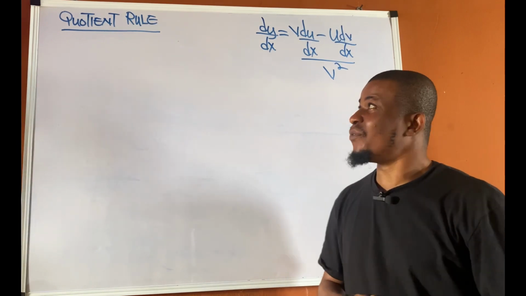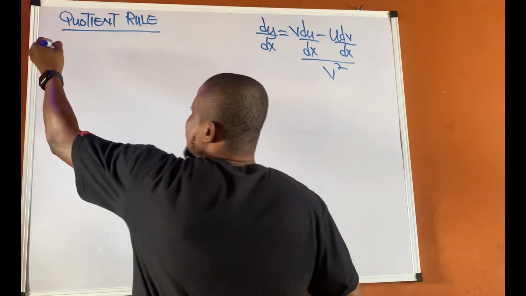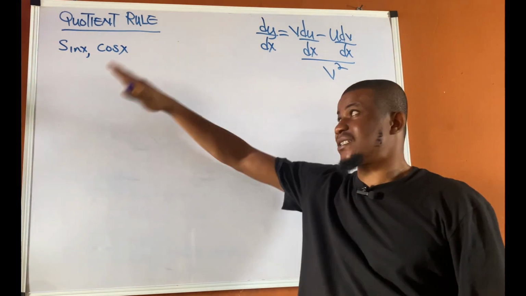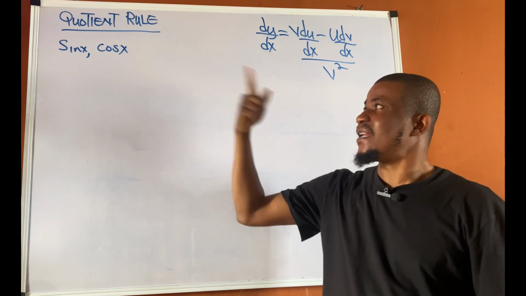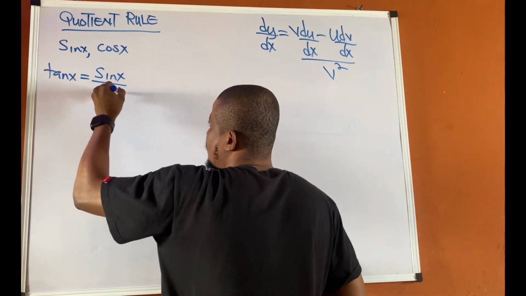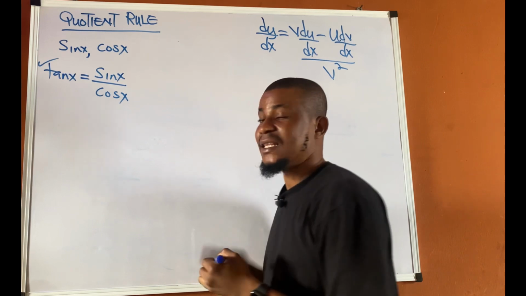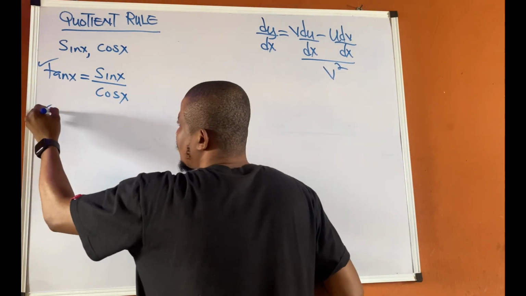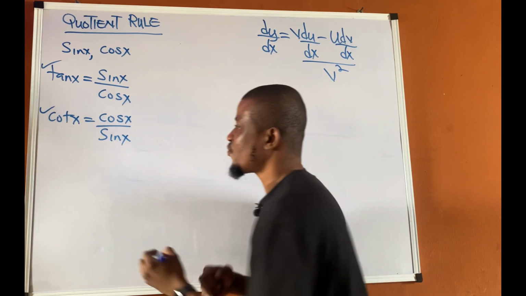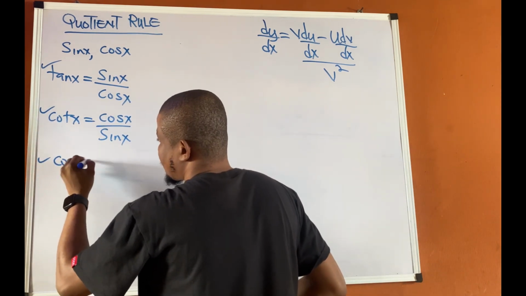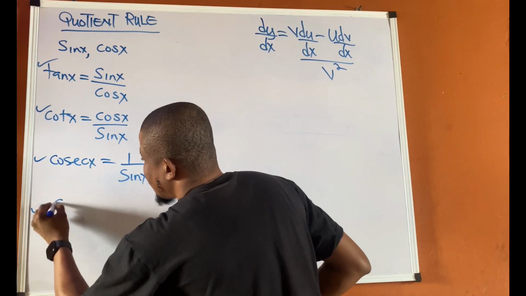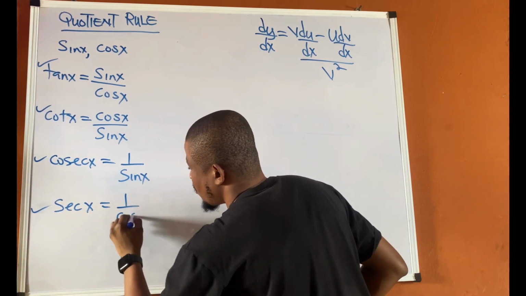Okay, to summarize the idea of trig functions, simply know that the basic trig functions are sine x and cos x. Although at some point we could also say tan x, but I want to keep it as sine x and cos x. And then from here, we can build up other trig functions. Know that tan x is equal to sine x over cos x, right? You should know this. Also know that cot x is cos x over sine x. The next you should know is that cosec x is 1 over sine x. You should also know that sec x is 1 over cos x.